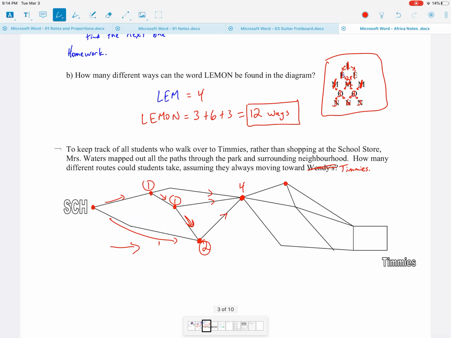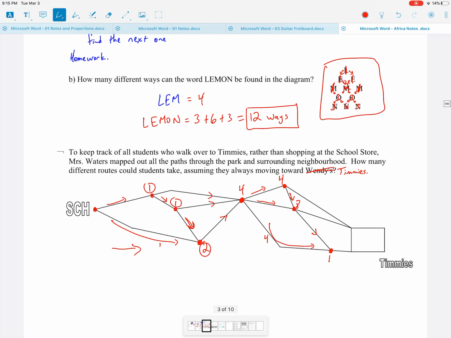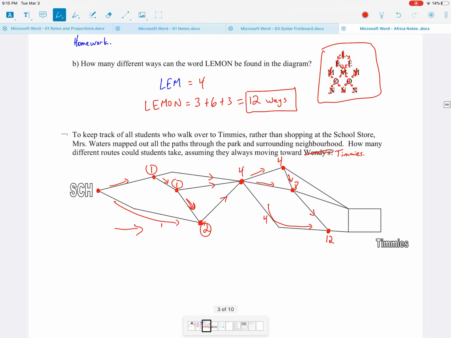Again, move left to right, up and down. So here you could come from there. You would have 4 ways. Here, this is interesting. You could come from here, or you could come from up here. So there's actually 8 ways to get to that spot right there. Next spot, or you could come around here, or you could come from up there. So there are 4 paths coming from up there, and 8 coming from here, so you get 12.